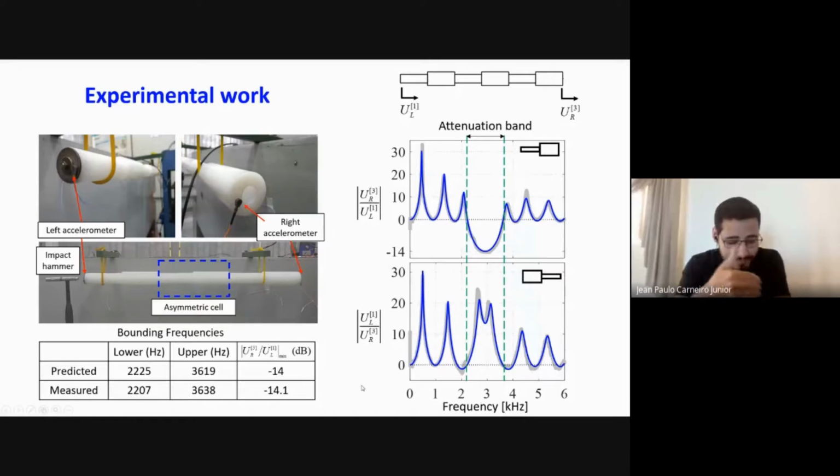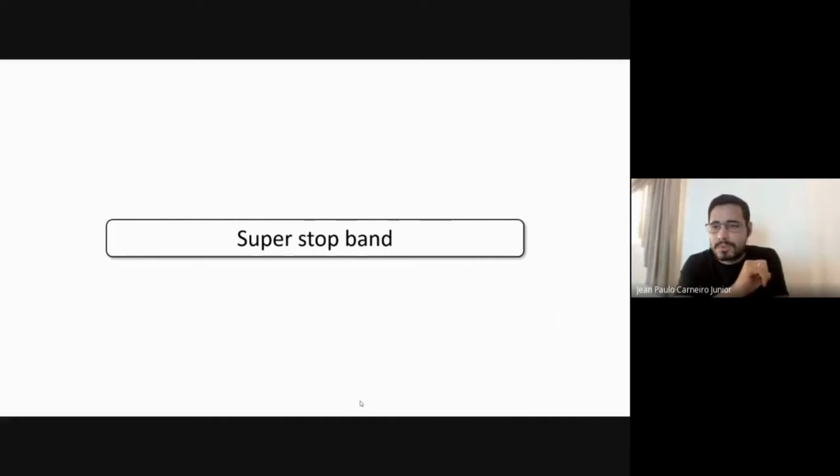And also, the transmissibility approach, as we saw here, can provide us nice expressions to predict all these bounding points. We are not going through all this analysis here, but it's possible to get this, and we get these expressions. Okay. Now I will pass to Vinicius to talk about the super stop band.